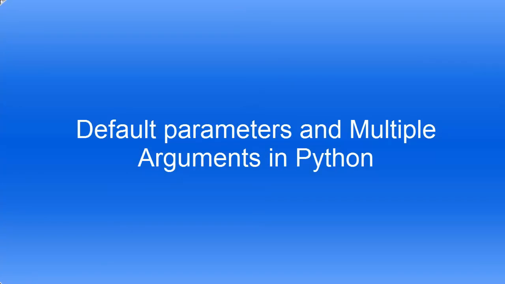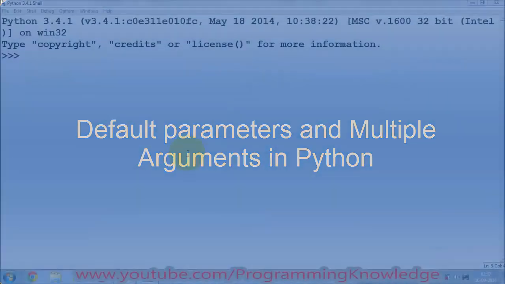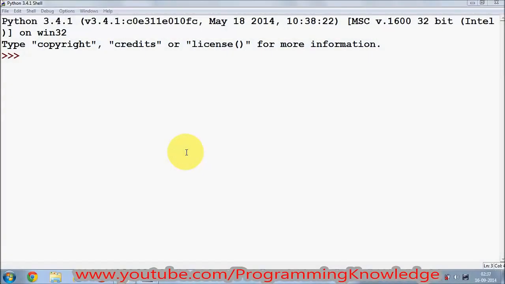Hello guys, in the last video I have shown you how to define and use a function in Python. In this video also I'm going to continue with functions, and I'm going to show you how to use some other features in functions like default parameter and multiple parameters in function. So let's get started. In the last video I've shown you how you can declare a function. So you can declare a function in Python like this.